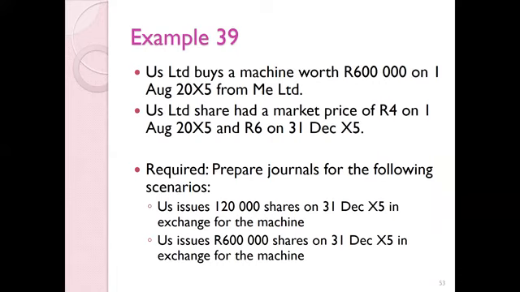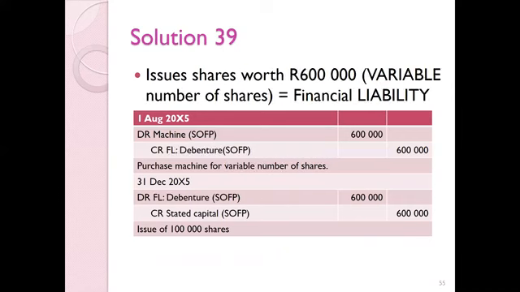Okay, in the second scenario, they issue 600,000 Rand shares. So they're issuing here shares worth 600,000 Rand. So ultimately, we've got a variable number of shares. Okay, so we debit our machine, credit our financial liability with the 600,000 Rand. How does that differ now from our first scenario? Here we are accounting for it as a financial liability.